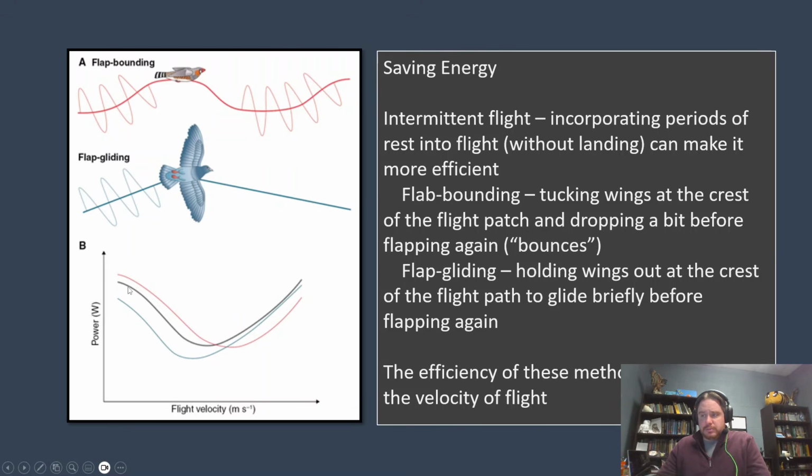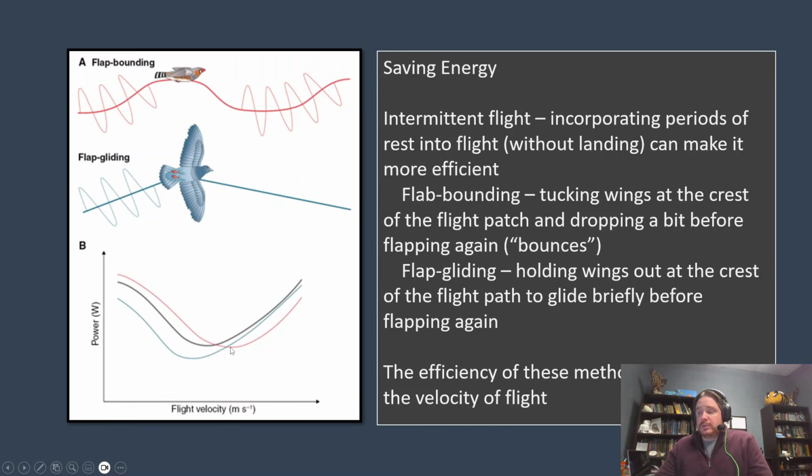And you can see that because the black line is lower on the power requirement scale than the red line is. But what happens as we get to high speeds is suddenly, right here, it becomes the most efficient. Flap bounding overall starts to require less energy to produce those speeds. And so when you get up to these speeds, birds that travel at faster speeds tend to do this flap bounding behavior because it's more energy efficient.